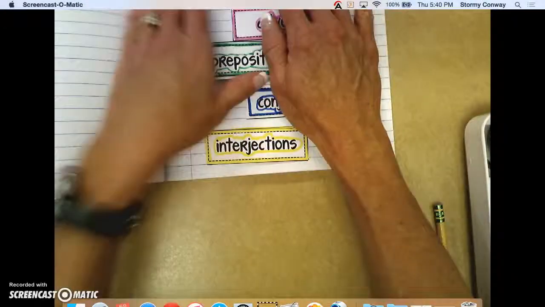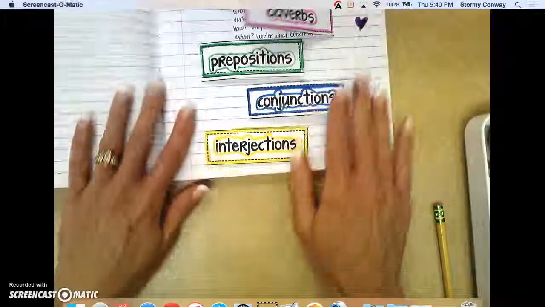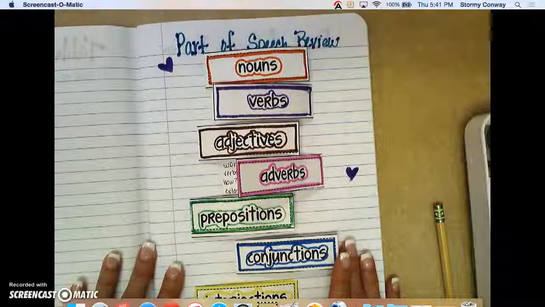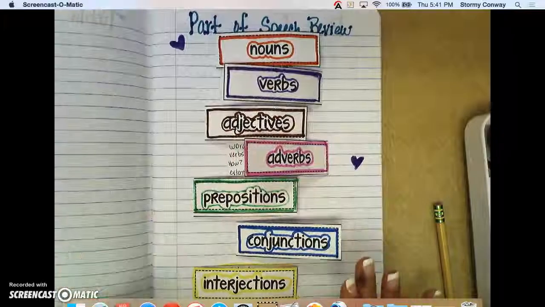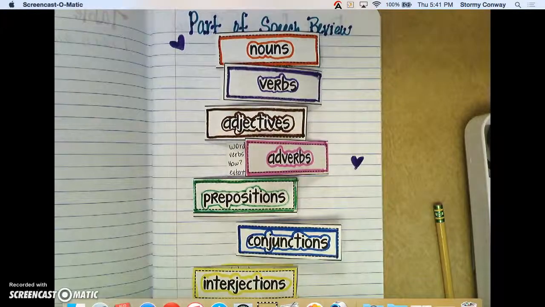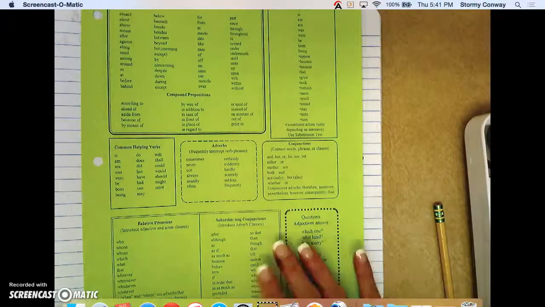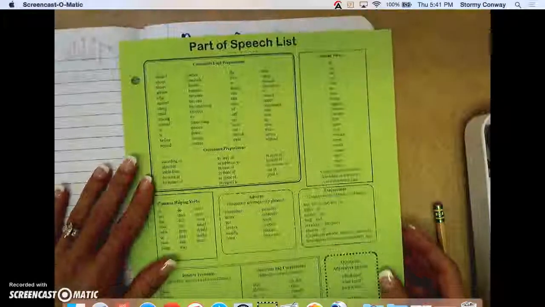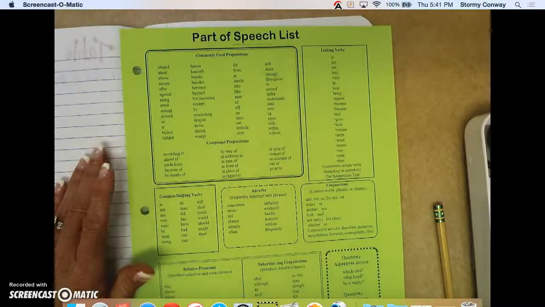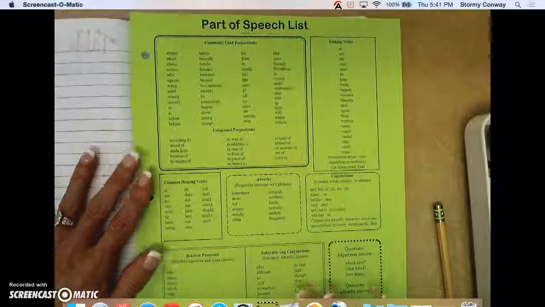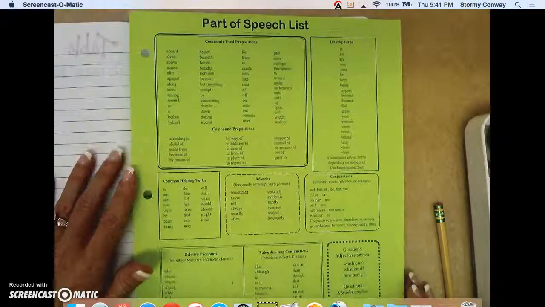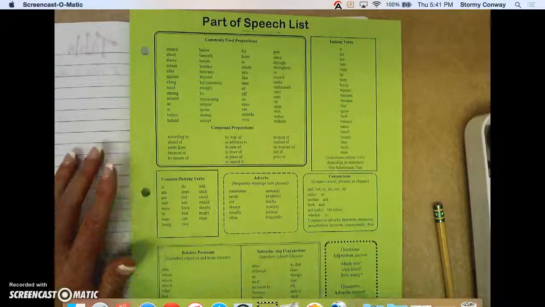This will come in very handy throughout the year, so you really need to know all of your parts of speech. Now, this past week, I passed out a part of speech list. And this part of speech list, I refer to it a lot as the green sheet. This is a very important piece of information for my class. I almost call it my Bible for English.